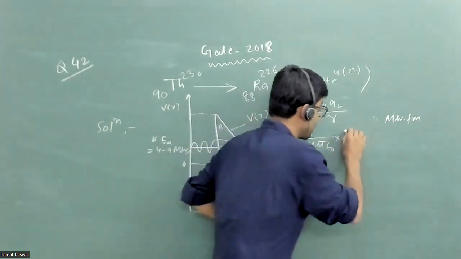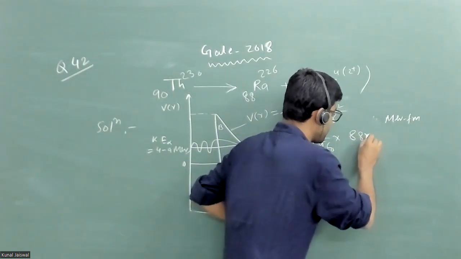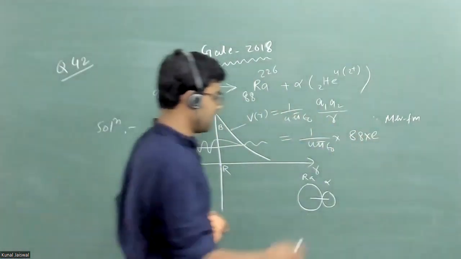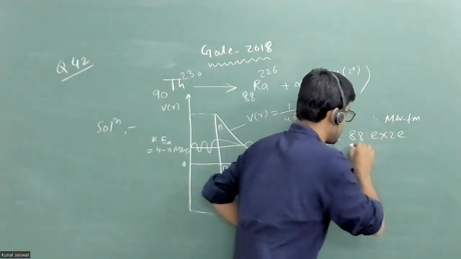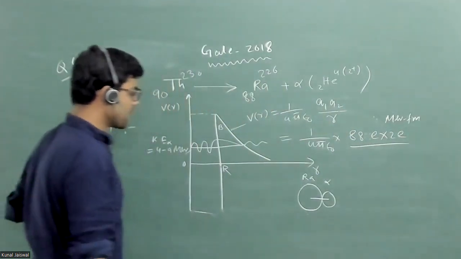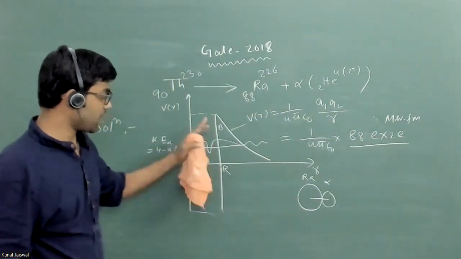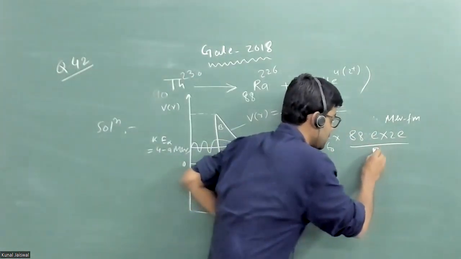Q1 is the charge of the daughter nucleus and Q2 is the charge of the alpha particle. If you substitute, you'll have 1 by 4 pi epsilon naught. The charge of the daughter nucleus will be 88 times the electronic charge, so 88 e, and then the charge of the alpha particle will be 2 times the electronic charge, divided by the separation. You have to calculate the barrier height at separation R, so you have to substitute R here.